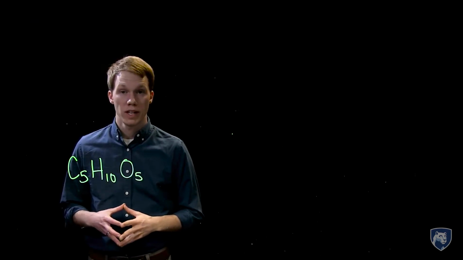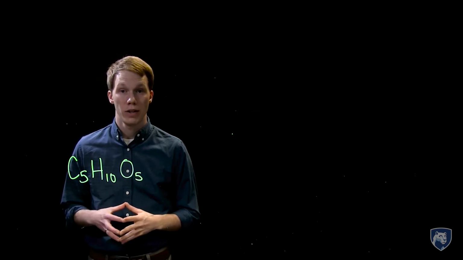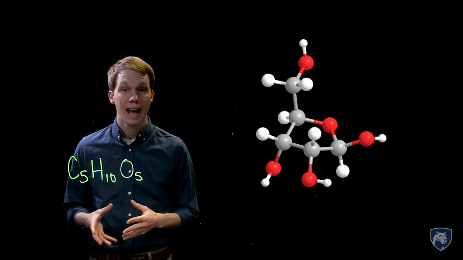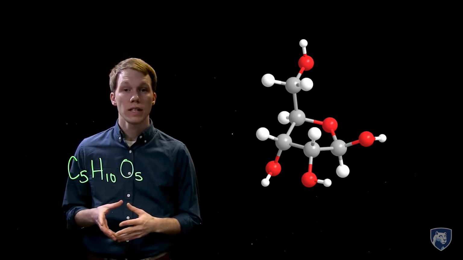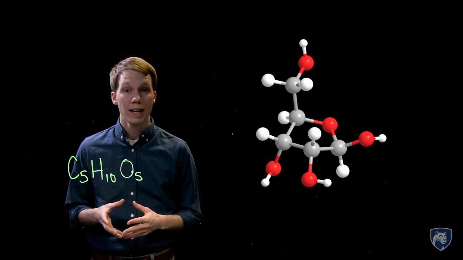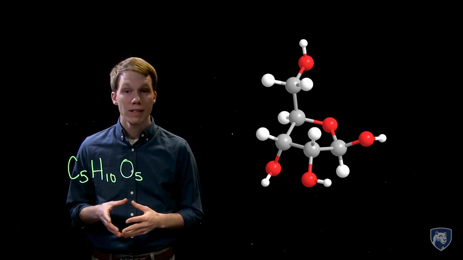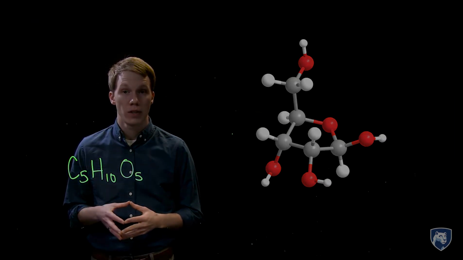Another type of representation is the ball and stick model. The ball and stick model still gives us that structural information of atom connectivity, but it also gives us more information about the bond angles and three-dimensional structure. So we have more accurate bond lengths and angles in the ball and stick model.